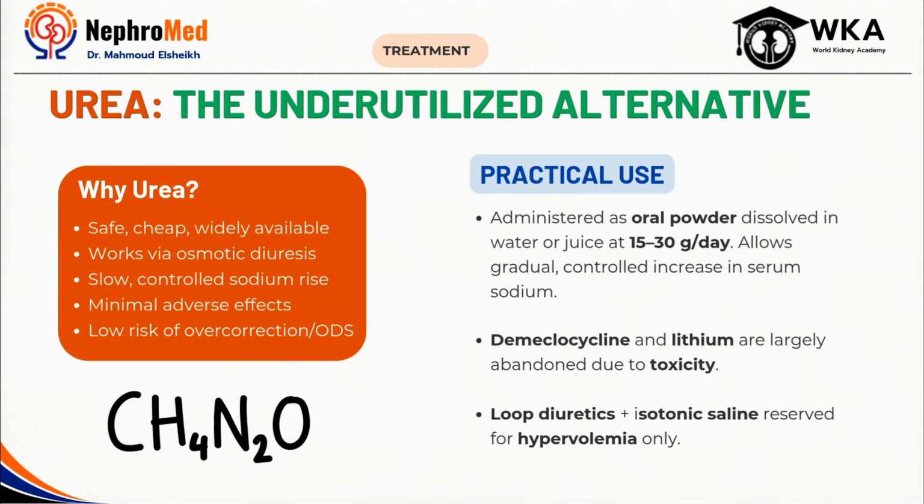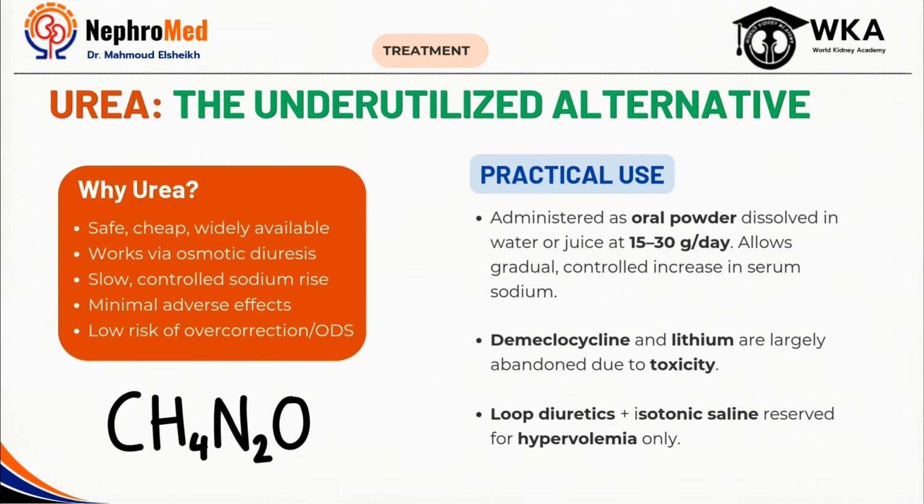Now let's talk about a treatment that's becoming increasingly appreciated in modern hyponatremia management, and that is urea. For many years, urea was overlooked, partly because newer agents like Vaptans attracted more attention. But interestingly, many experts now consider urea one of the most practical and safest therapies for chronic SIADH. So why does urea work?